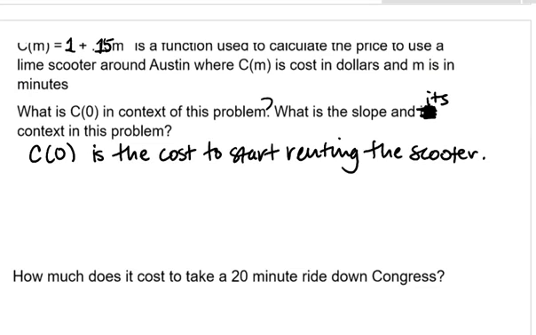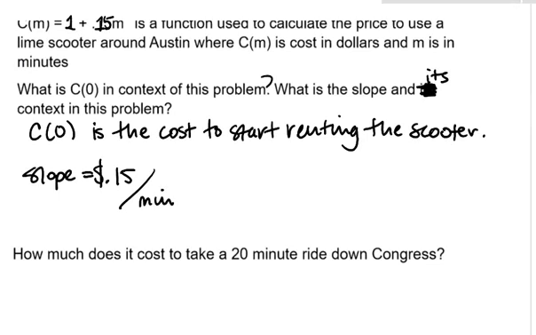What is the slope? Well, the slope is equal to 0.15, and that's going to be the cost per minute. So it's going to be $0.15 per minute.